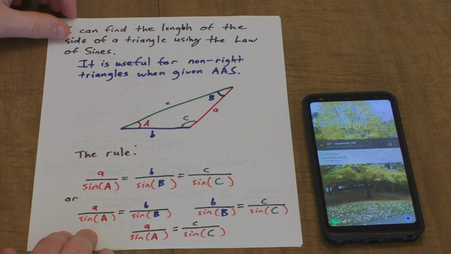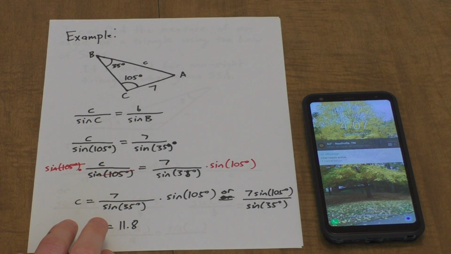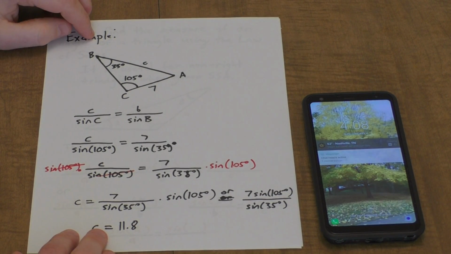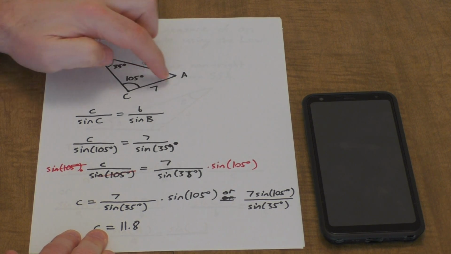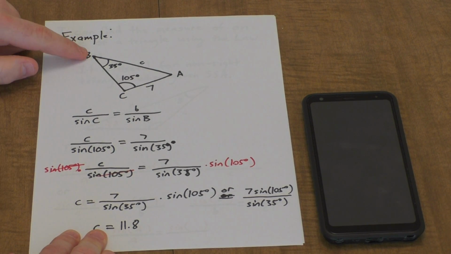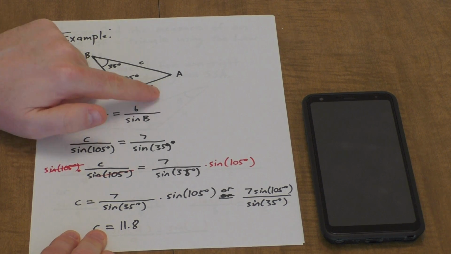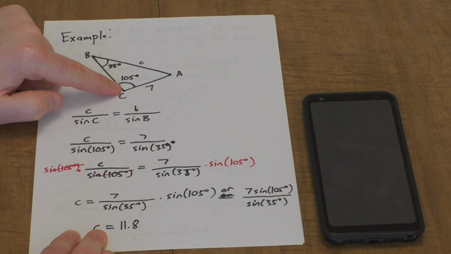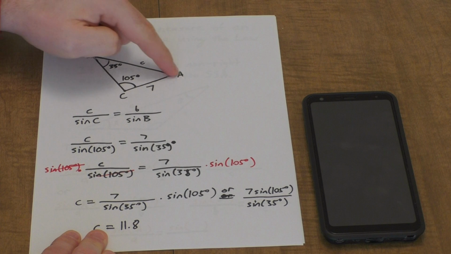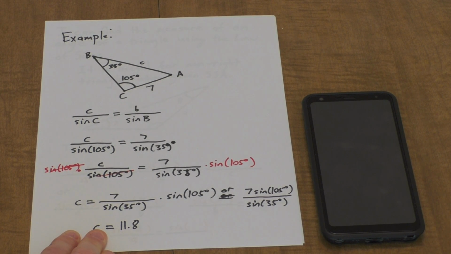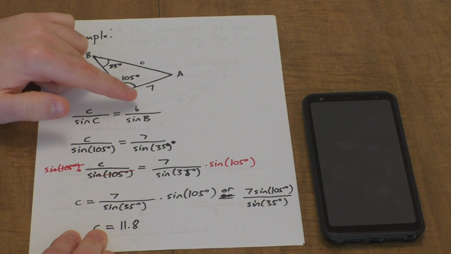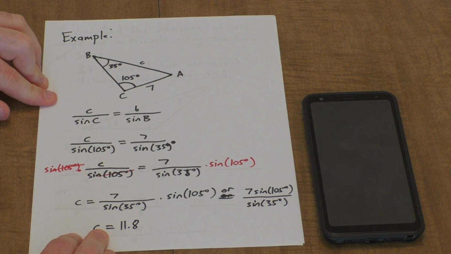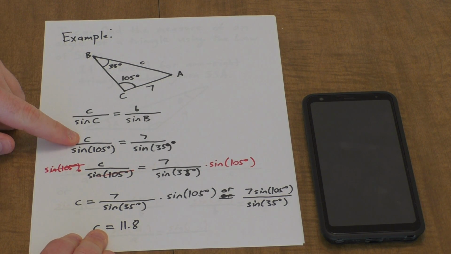So anyway, let's look at an example here to find the length of a side. Again, we need angle, angle, side. So I have angle, angle, and this side right here. I call this angle B, so this is side B. This is angle C, so the side we're going to find is side C. So I set up the equation like this: c over sine of C equals b over sine of B. C is what we're trying to find.